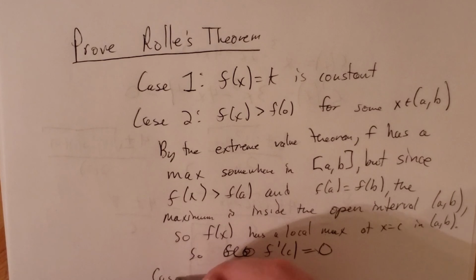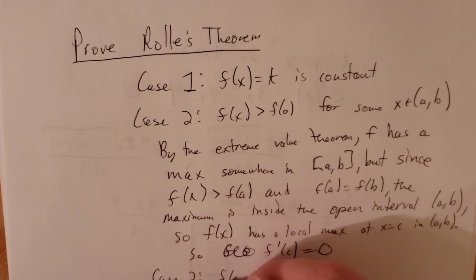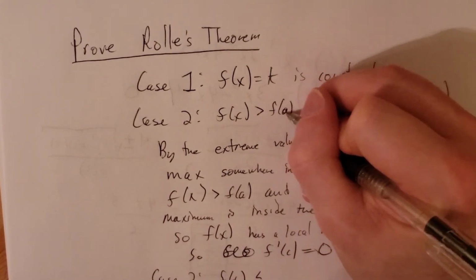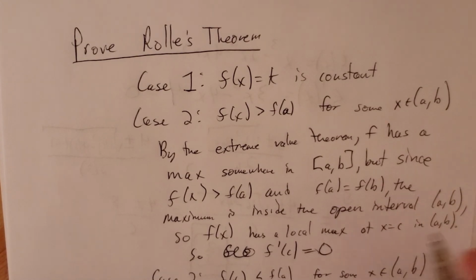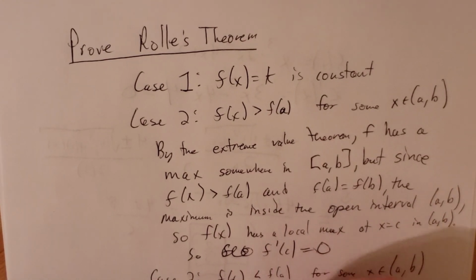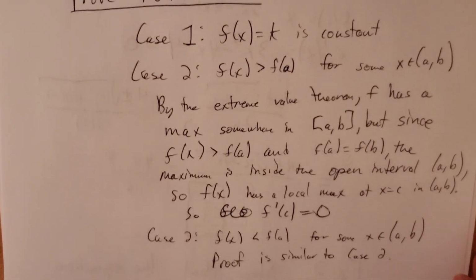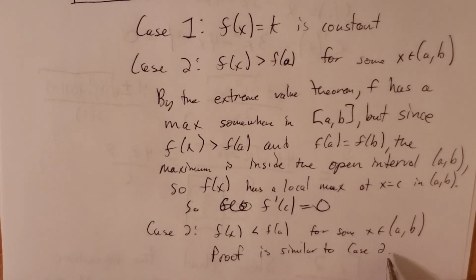And the only other possible case is that f of x is less than f of a for some x in the interval a to b. And here, I'm not going to rewrite the proof, but the proof is similar to what the proof was in case 2 here. And that will actually prove Rolle's theorem. All right.